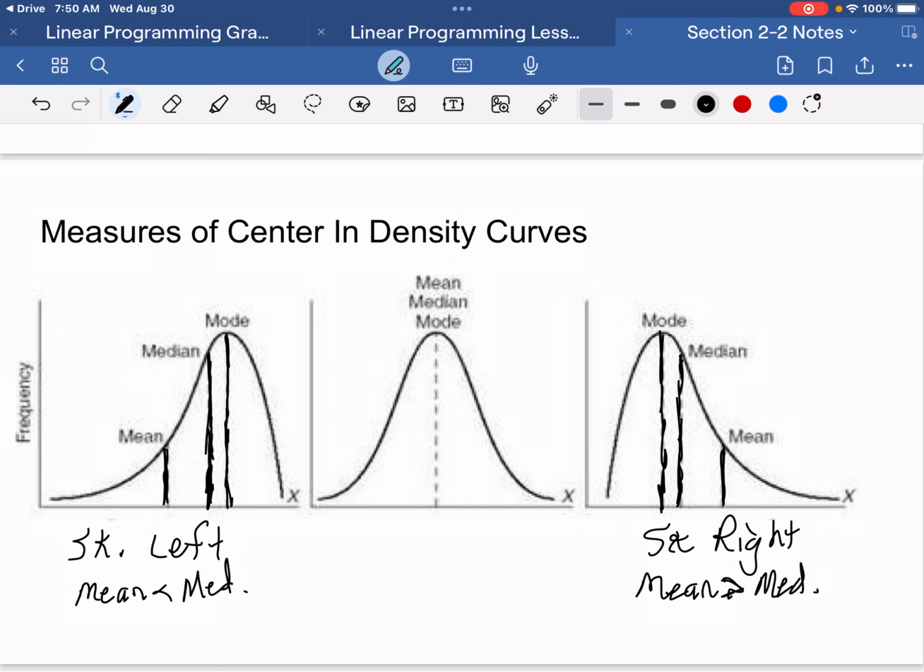And then the easiest one of all, if a distribution is roughly symmetric, the mean, median, and mode are all roughly equal and centered. So look for questions about that eventually.